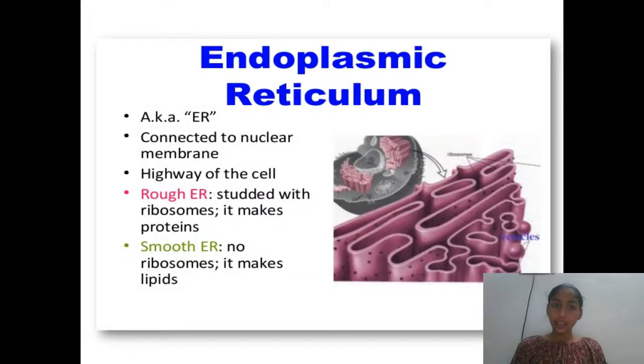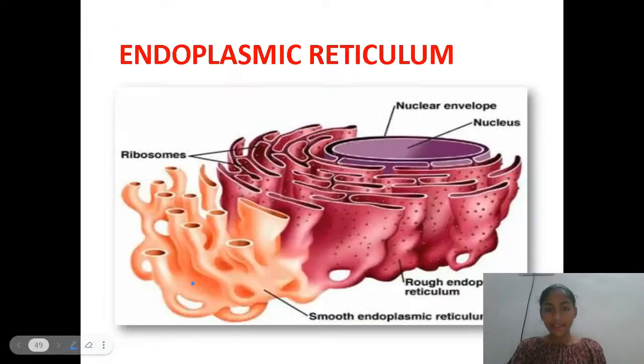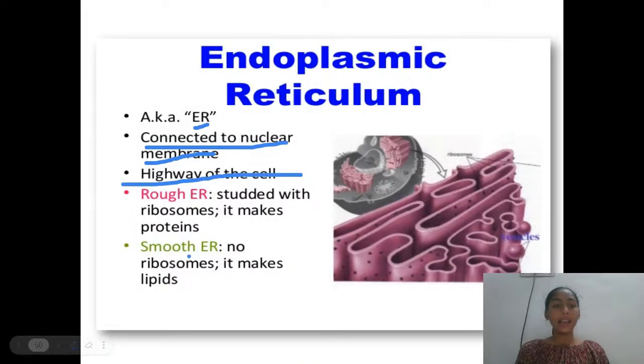It is done. Endoplasmic reticulum, yes, it is said ER. It is connected to the nuclear membrane. It is called the highway of the cell, because it connects everything in the diagram. As you can see, it is connecting everything, right? So this is called the highway of the cell.